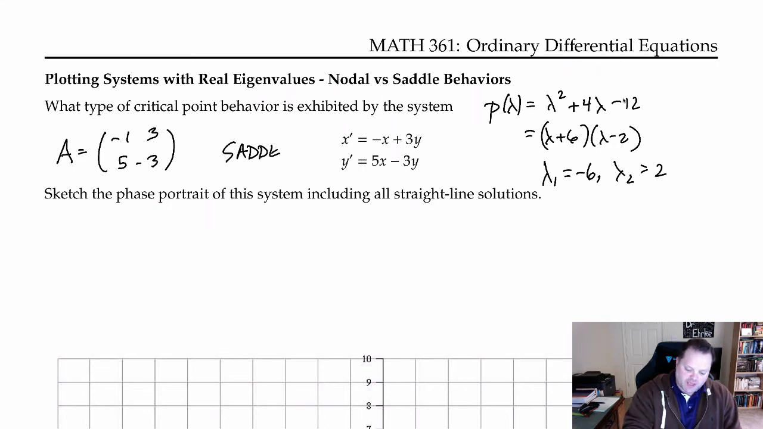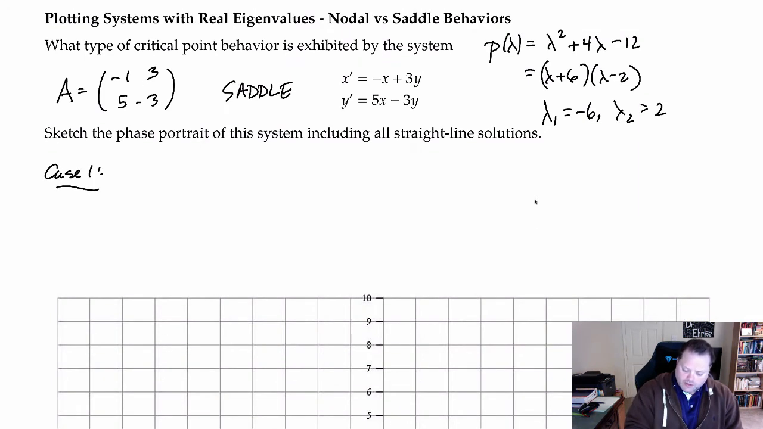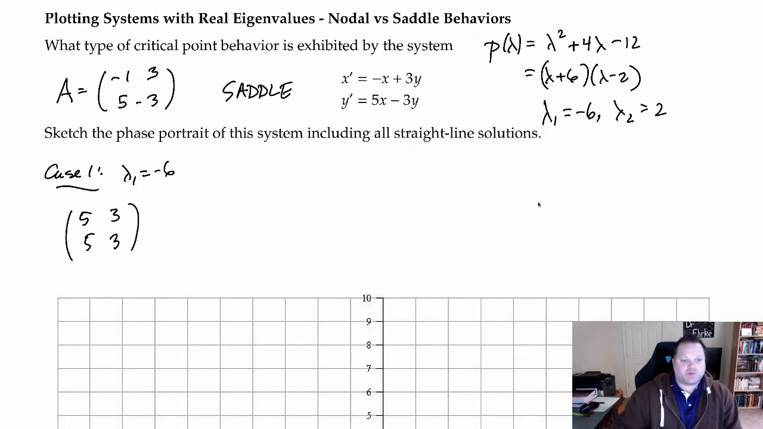Now, just because you have a saddle behavior, that doesn't excuse you from finding the eigenvectors. Any systems with real eigenvalues, you need to find the eigenvectors so you can plot the straight line solutions. So let's deal with, say, case 1. Case 1 here, lambda 1 is negative 6, so I'm adding 6 to the main diagonal. It's not surprising the system ended up like that. This is the special value that makes the system redundant.